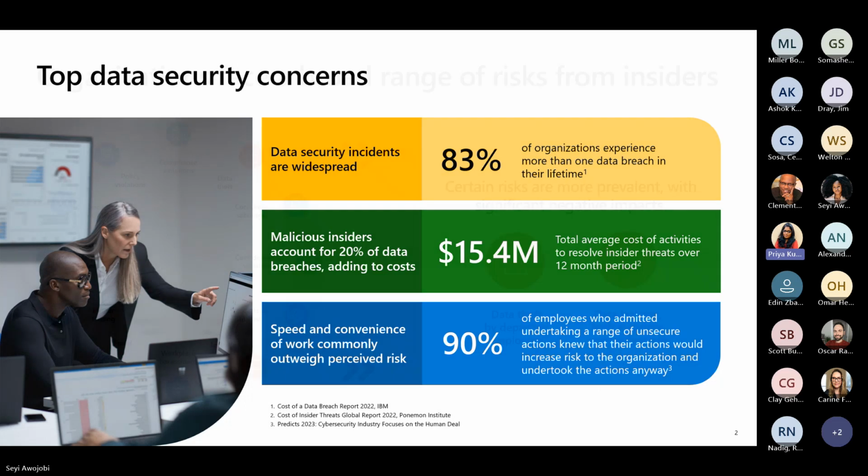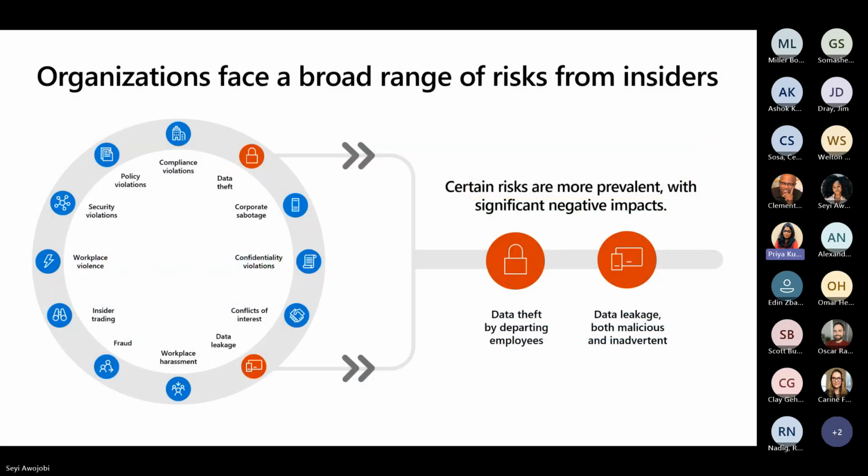Organizations face a broad range of risk from insiders, like conflicts of interest, insider trading, and fraud. We also have workplace harassment and workplace violence, which spoils the morale and creates a negative working atmosphere for other employees, which in turn might lead to an insider risk incident. There is usually a pattern for employees who are involved in data thefts, and it might start with something as simple as security violations and policy violations. So, identifying these risks at the beginning helps establish the intent and monitor the user for suspicious activity.